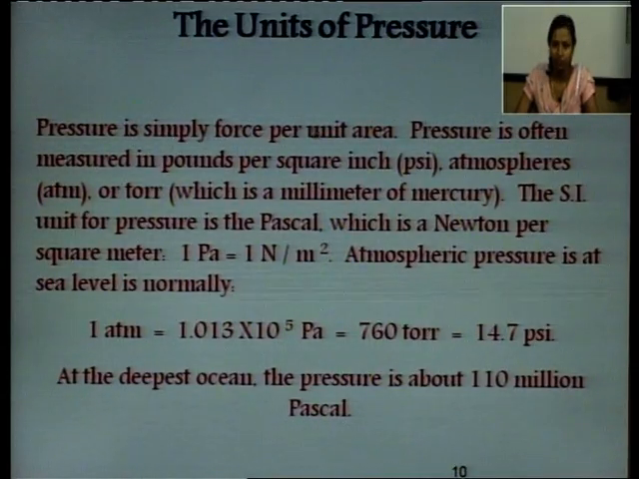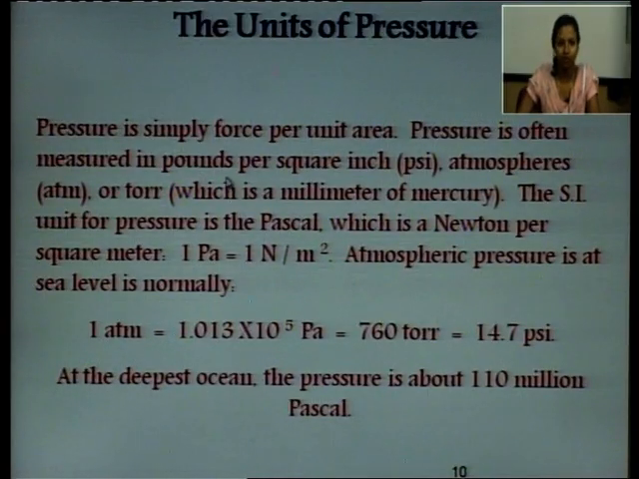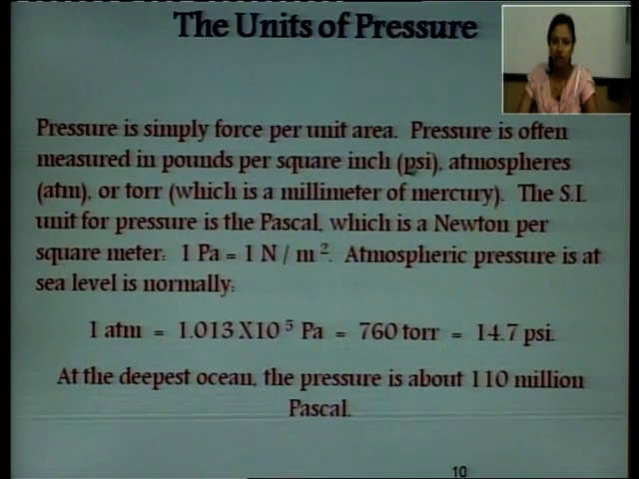So pressure is simply force per unit area. Pressure can be measured in different units depending upon force and area. If the force is in pound force and area is in square inch, then this is called psi. This is the unit of pressure. It is less used, but it is a very important unit. And second is atmosphere or torr. These are different units of pressure.